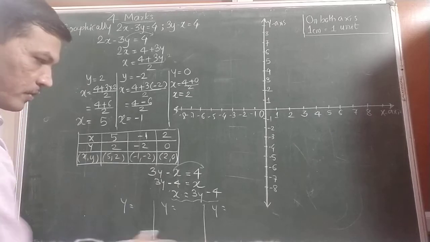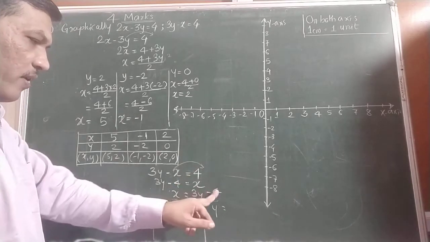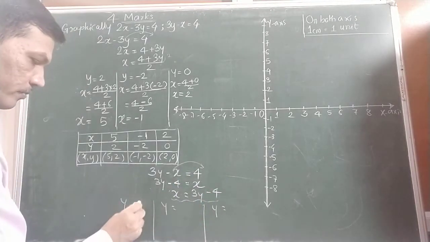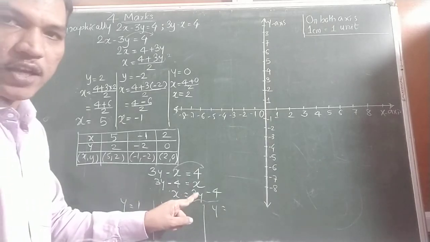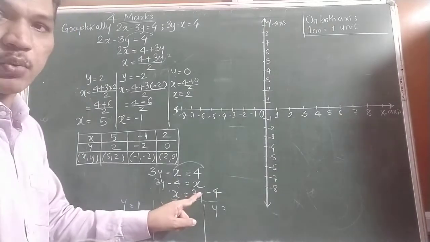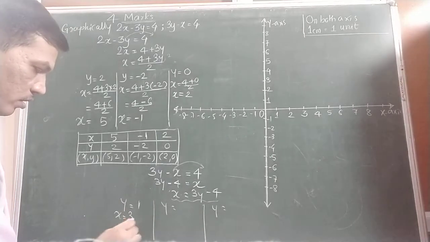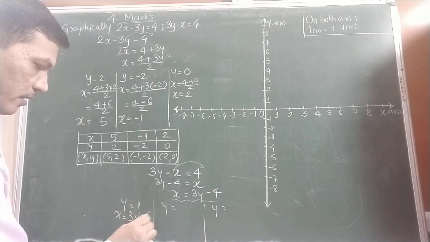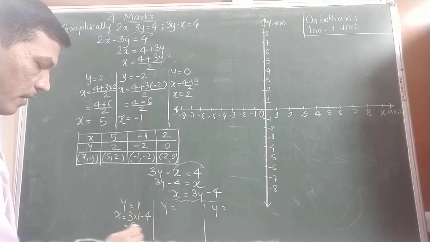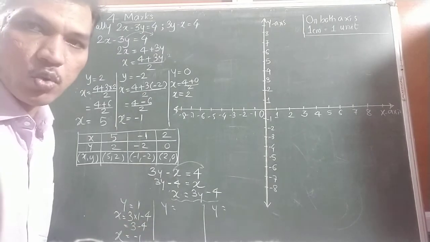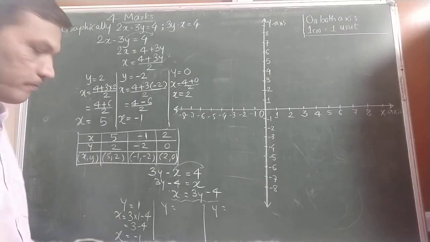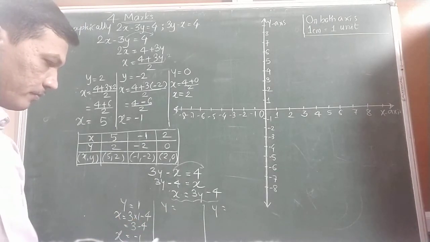Okay. So you can take a simple value. If I take y is equal to 1, after putting y is equal to 1, what happened here? 3 ones are 3. So x is equal to 3 ones are 3, minus 4 will become minus 1. So x is equal to what? Minus 1. Right?